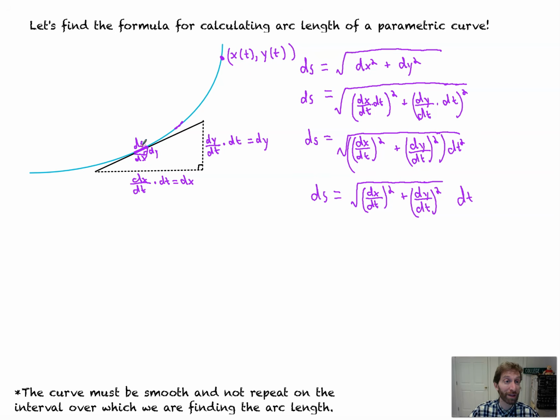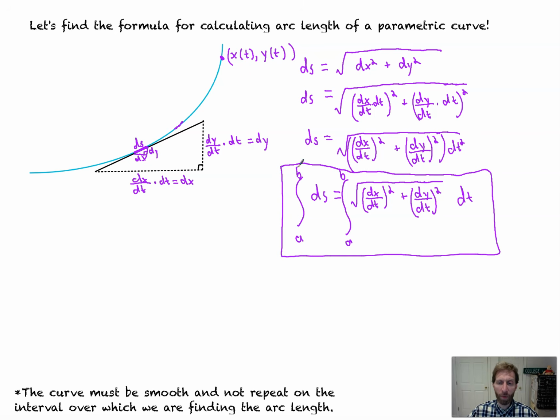That gives you the length of this small little piece of the arc. But I want infinitely many of those. So I'm going to add up infinitely many of those pieces from time a to time b. And by doing that, I get my arc length. That's my formula right there. Some people will write this as square root of x prime of t squared plus y prime of t squared. That will give you the arc length, or the distance that you travel along a curve.